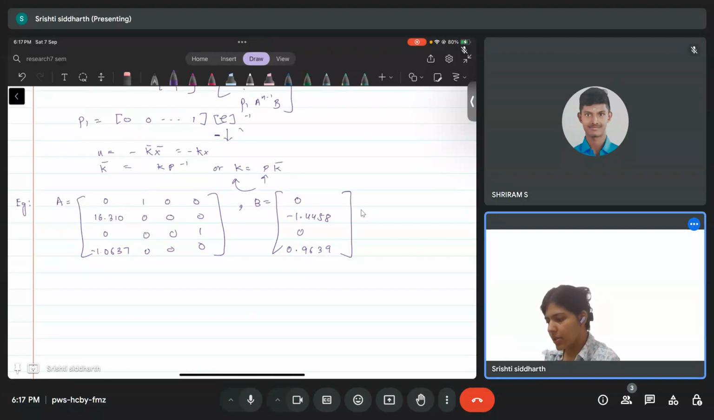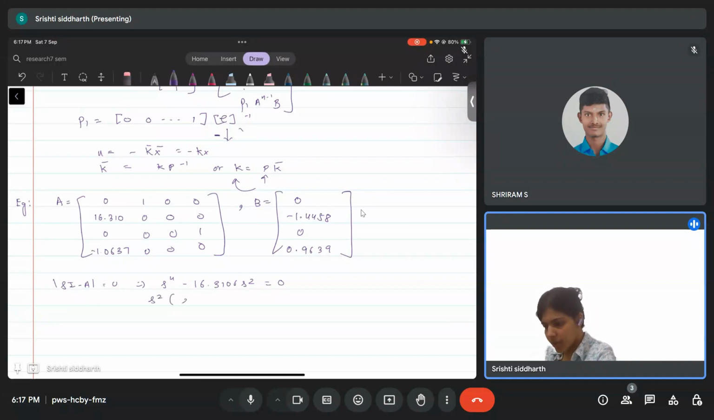So then what's the characteristic polynomial for this system? It's simply the determinant of sI minus A equals 0. Right? So you can compute this. I'm going to write this down directly: s to the fourth minus 163.106 s square equals 0.